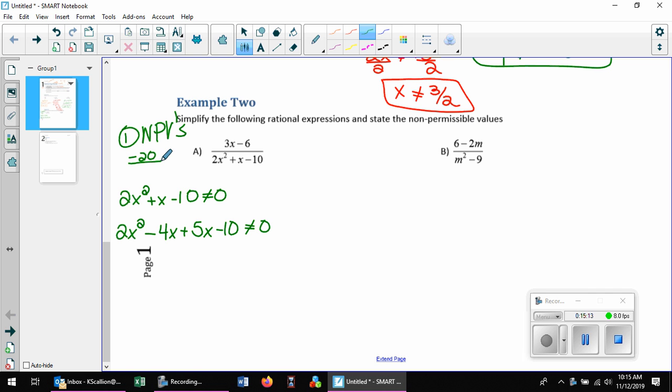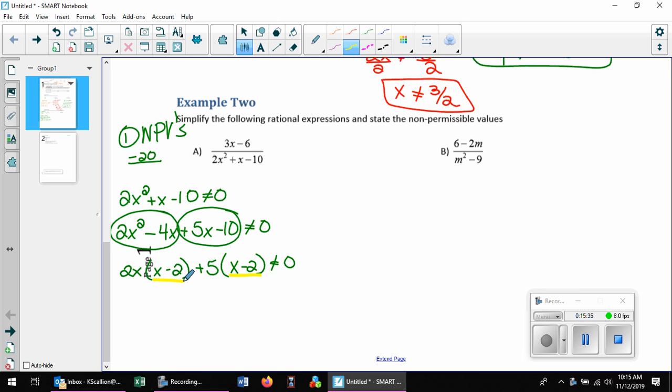And now I'm looking at these two. I'm going to common factor, so I'm going to take out a 2x, and that leaves me with x minus 2. And then I look at these two, and I'm going to common factor a +5, which leaves me with x minus 2. You know you've done it right if this one and this one are the exact same. If they are not the exact same, if they're kind of the same, you've done something wrong.